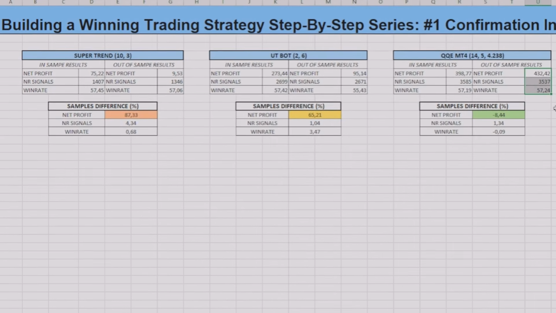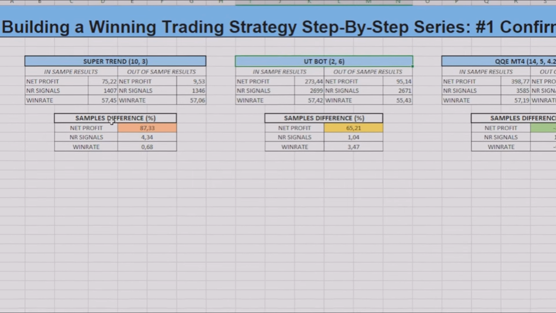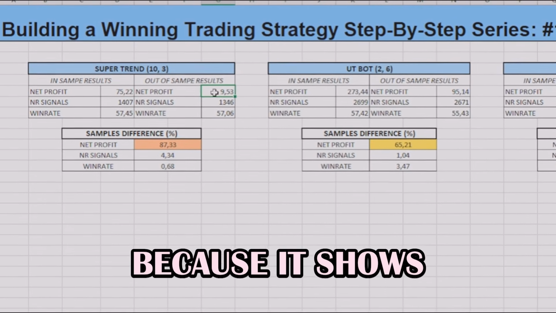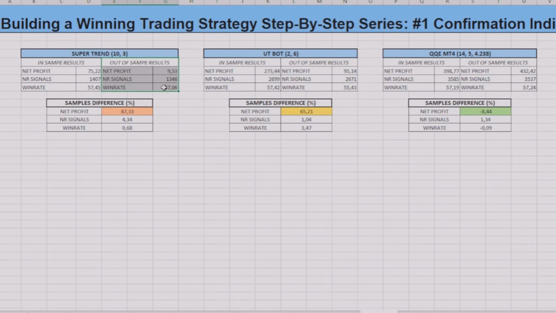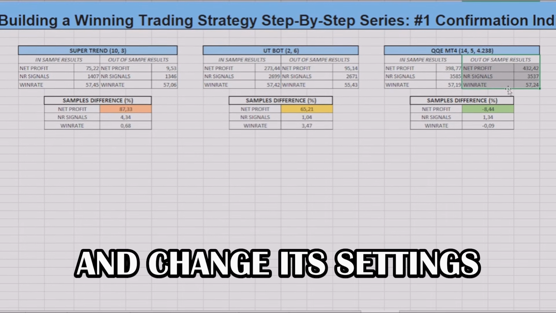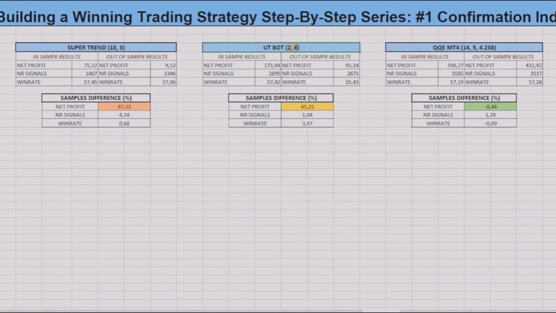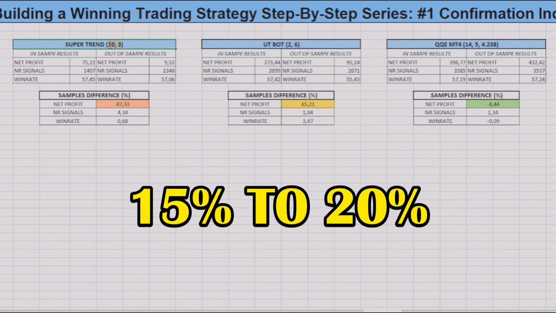In the case of the Supertrend and the UT-bot indicators, both net profits had a big difference in the 2 samples, and we don't want that to happen, because it shows that the indicators are not very consistent. If by chance the 3 indicators were not consistent, we could choose the best one and change its settings to optimize it in both samples. Ideally, the different stats should have a difference of less than 15 to 20%.